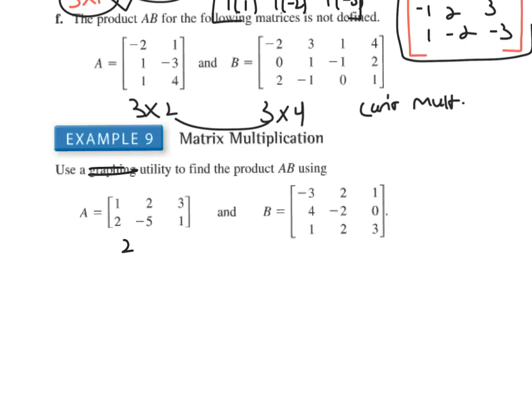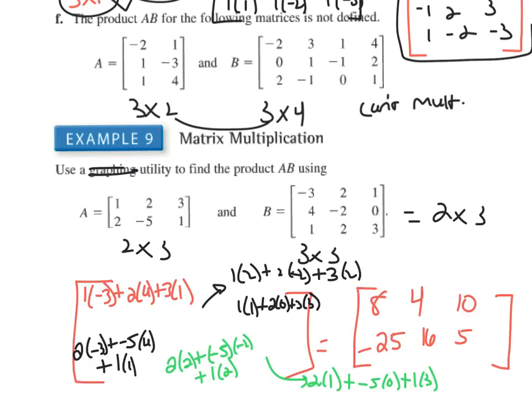So this is a 2 by 3. This is a 3 by 3. So your final answer should end up being a 2 by 3. Okay, so check that when you're all done, but pause it. I want you to try this one on your own and see what you get. All right, guys, check the work and your solution. You should have had 8, 4, 10, -25, 16, 5.